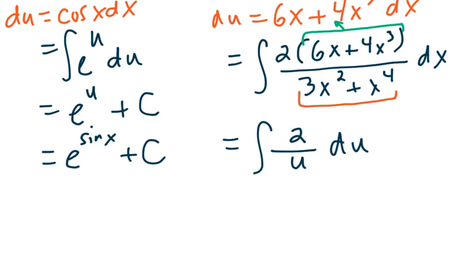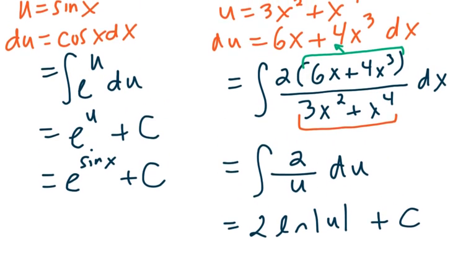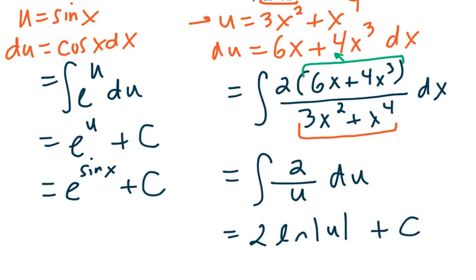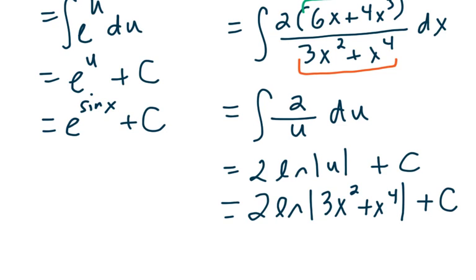And the integral of 2 over u is 2 natural log absolute value of u plus c. And remember, I started with x's, so I want to end with x's, so I'm going to take what I found for u and plug it in there and get 2 natural log of 3x squared plus x to the fourth plus c.